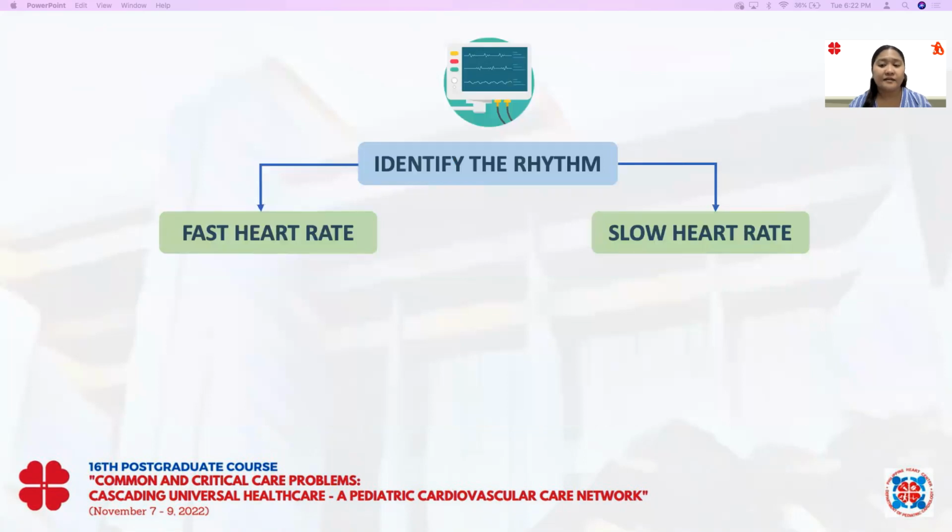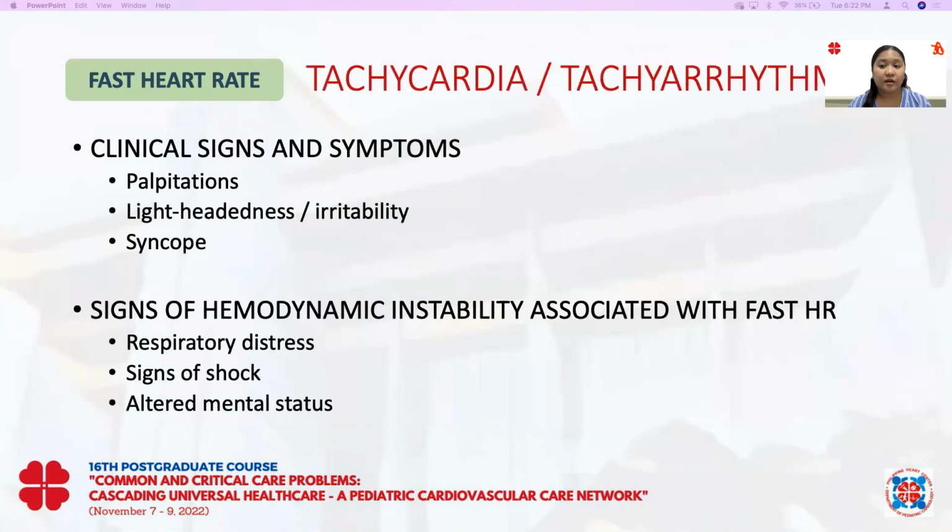Now, in identifying the rhythm, we can classify the arrhythmias as having fast or slow rate. Fast rate is called tachycardia, and older patients may complain of palpitations or lightheadedness, while infants may present with irritability. Some may even present as loss of consciousness or syncope. We want to address the tachyarrhythmia as soon as possible so as not to compromise the patient's cardiac output. Sustained rapid heart rate may cause hemodynamic instability, and the patient may present with respiratory distress, signs of shock, or may even have altered mental status.